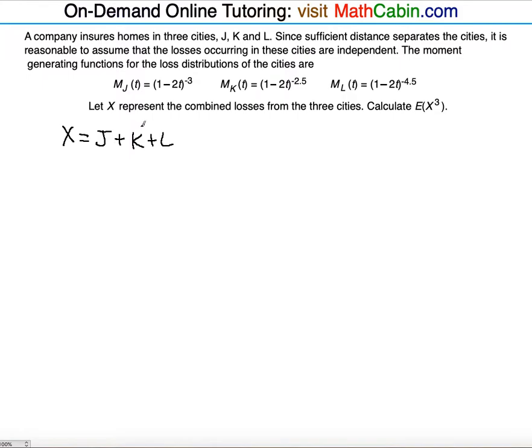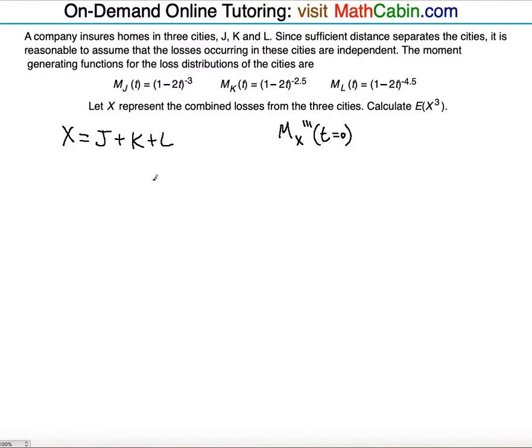Now we need to find the moment generating function of X in order to find the third derivative, right? Because the expected value of X to the third is going to be the third derivative of the moment generating function of X at the point t equals 0. So what we need to find is the third derivative of the moment generating function of X at t equals 0. But to find the third derivative, you need to find the moment generating function of X.